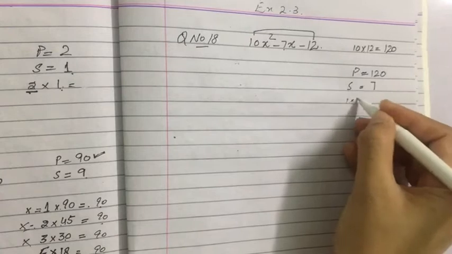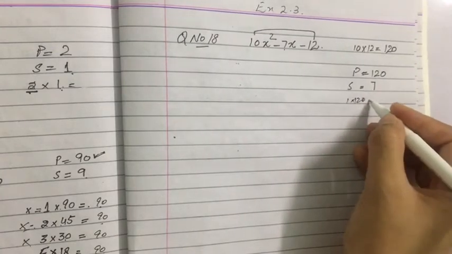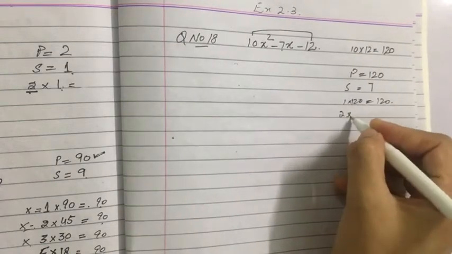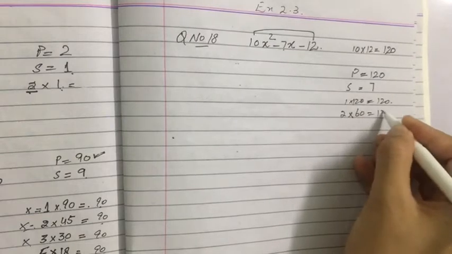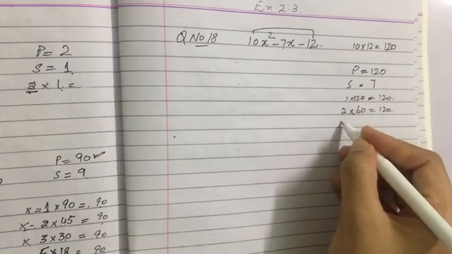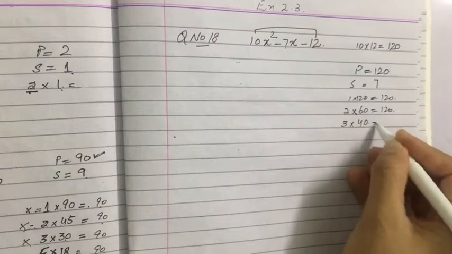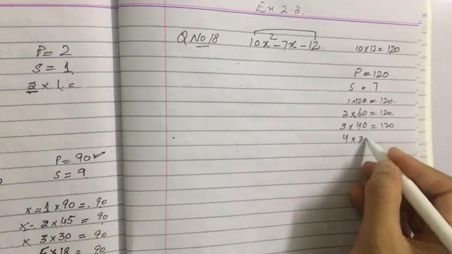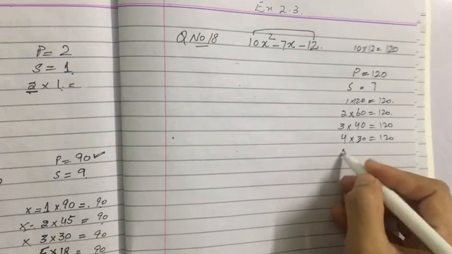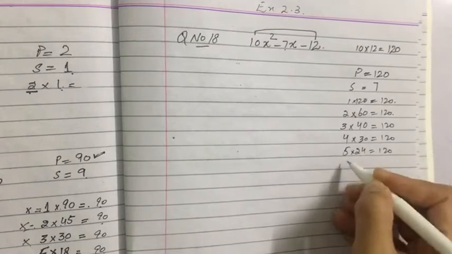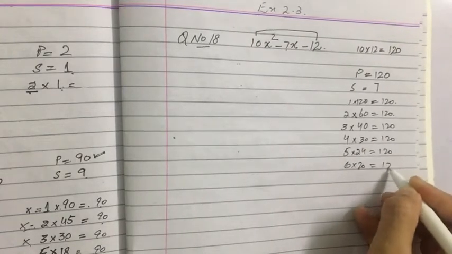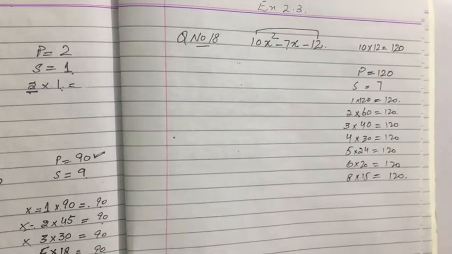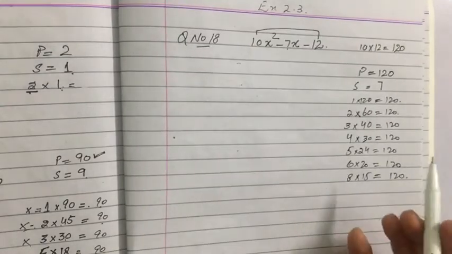For sure, 1 times 120, 2 times 60, 3 times 40, 4 times 30, 5 times 24, 6 times 20, 8 times 15. Let's find our required one.